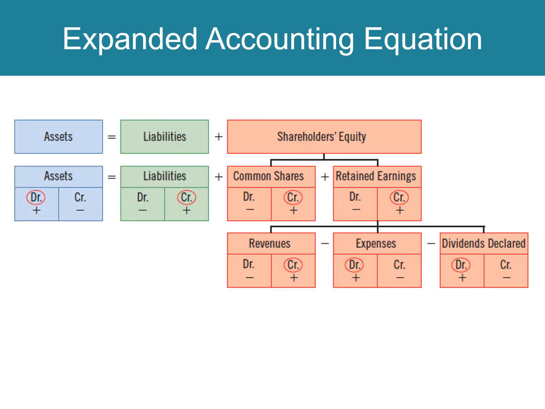This expanded accounting equation shows the normal balance of each of the T accounts and the debit and credit effects. The asset normal balance is debit and it is increased by debits. Liabilities normal balance is credit and it is increased by credits. Shareholders' equity, which includes common shares, retained earnings, and revenues, has a normal balance of credit and they are all increased by credits. Expenses and dividends declared normal balance is debit and they are increased by debits.